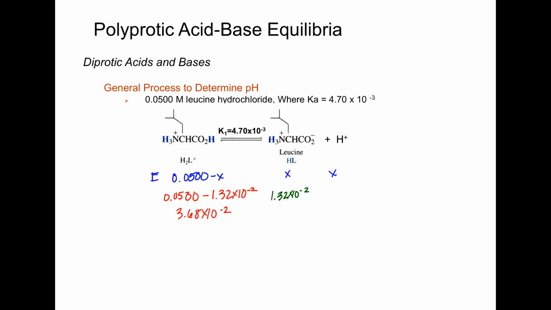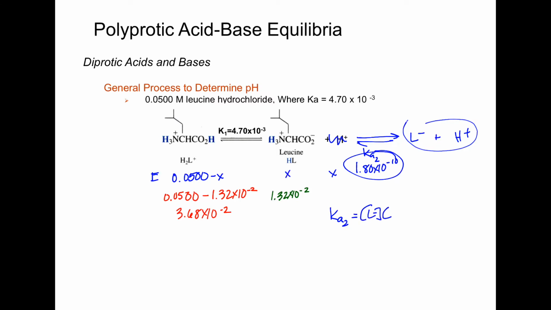And that equilibrium, so it was kind of over here on one of our first slides. The hydrogen wasn't there. And it said that the Ka2 was 1.80 times 10 to the negative 10th, and it's making L minus and H plus on this side. So we can use that K. We know that the K is equal to the products over the reactants, and so here Ka2 is equal to the products, L minus, H plus, over HL.